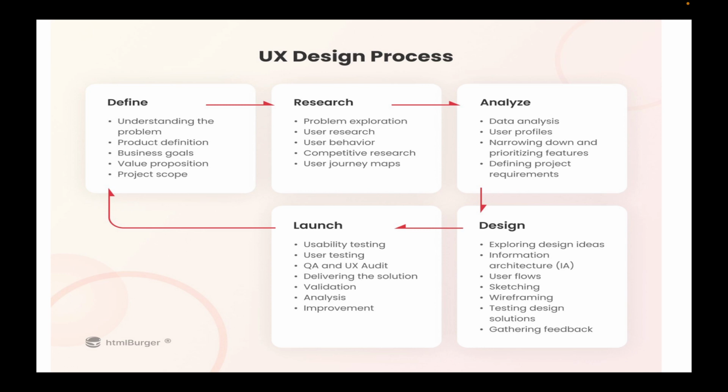So in the UX design process, we have 5 different steps. First one is define. In define, we have to understand the problem. Second, product definition, business goals, value proposition, and project scope. Next, in the research step, problem exploration, user research, user behavior, competitive research, and user journey maps are given. And in the analyze step: data analysis, user profile, narrowing down and prioritizing features, defining project requirements.